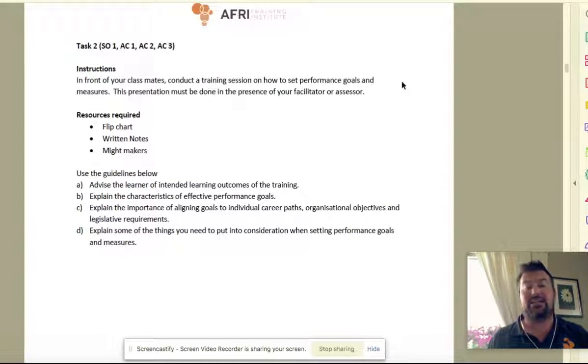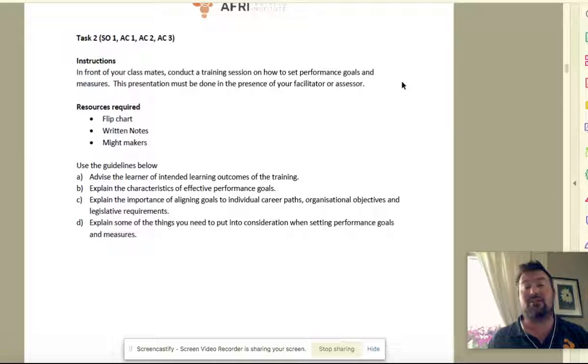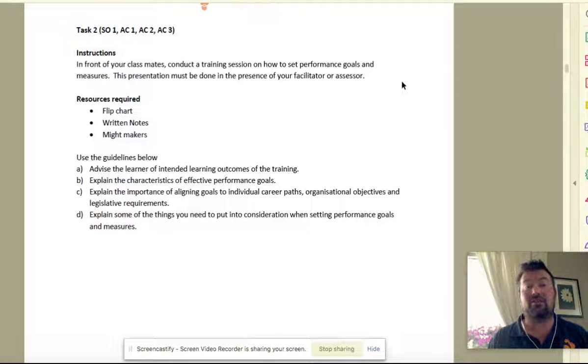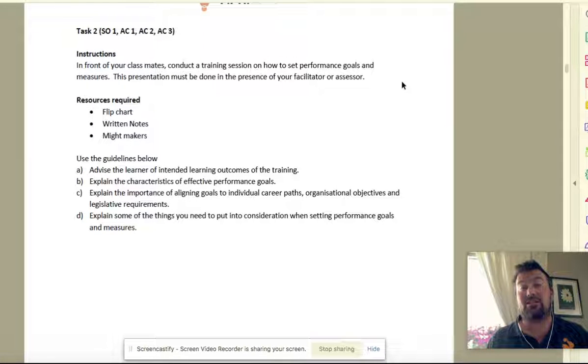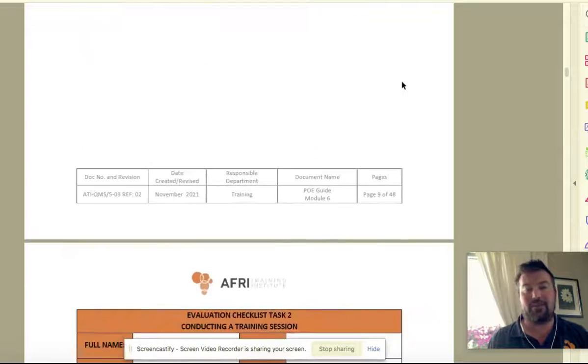These are some of the things that we have already done. Task number 2: in front of your classmates, conduct a training session on how to set performance goals and measures. Thank you for doing that, and I will give you feedback when I see you in person, and I'll also mark your portfolio guides on that page and sign it off. So thank you to everyone who has done that.